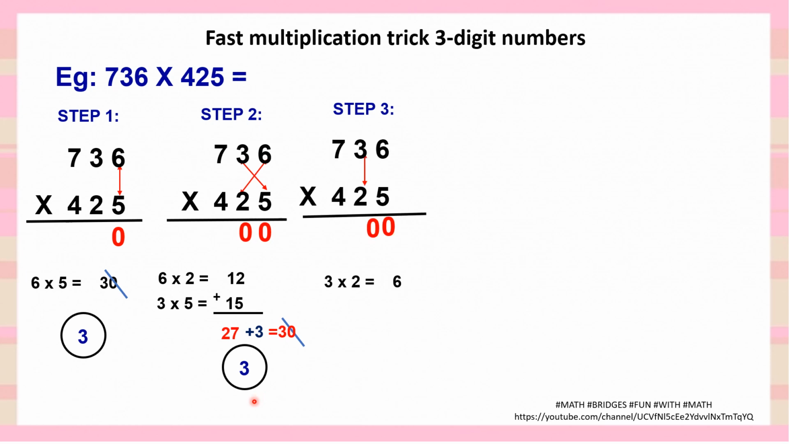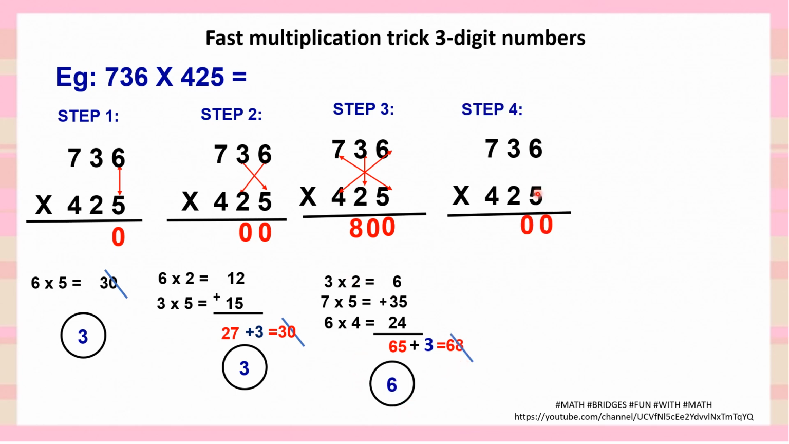Next step, third step, 3 2s are 6. Now diagonally 7 into 5, 35. And here 6 into 4, 24. These three numbers we'll add. 6 plus 35 plus 24, it is 65. To the 65 you add 3. So it is 68. We write here only the ones place digit 8. Cross out, and 6 we will take it as a carry forward.